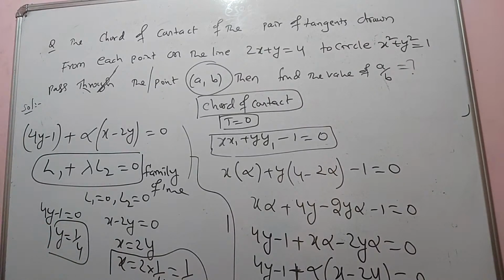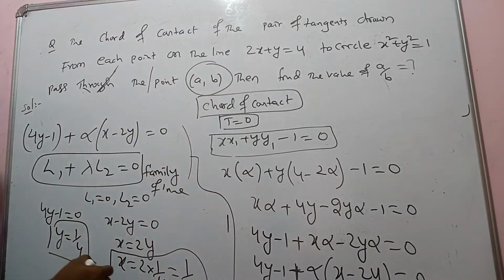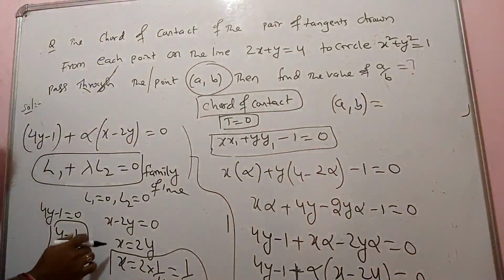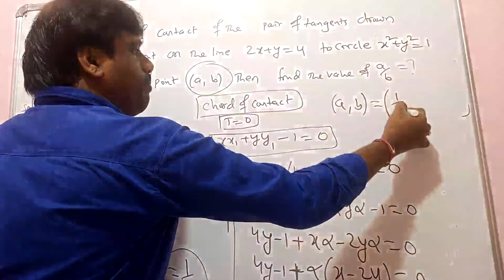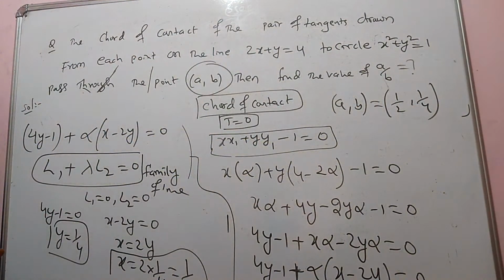So these x and y values are only a comma b. So a comma b is equal to 1 by 2 comma 1 by 4, and we are asked to find a by b. That's it. So this is one method we did.